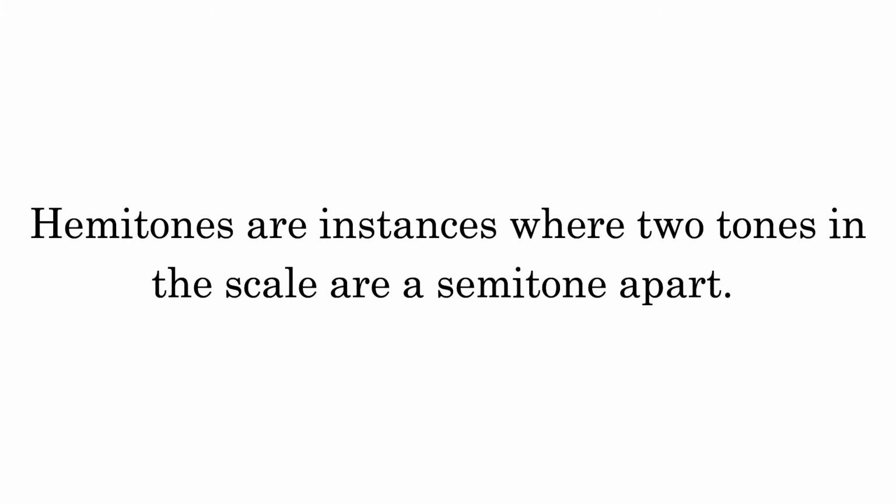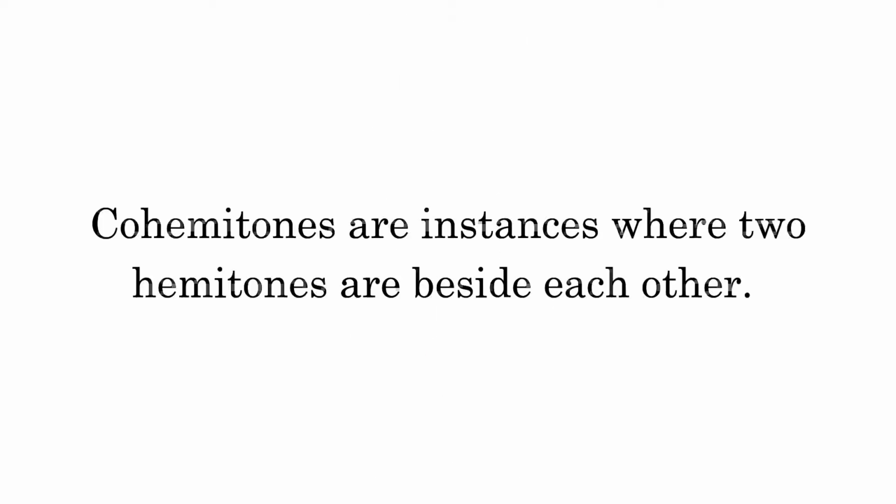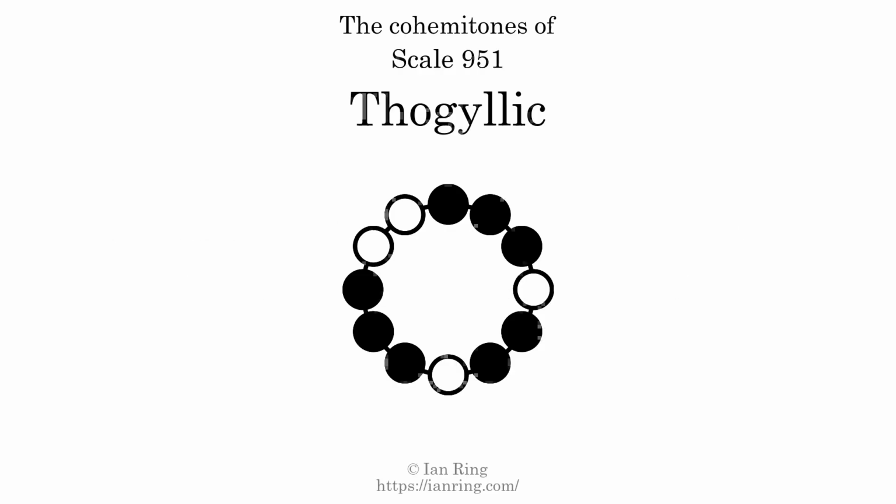Hemitones are instances where 2 tones in the scale are a semitone apart. This scale has 5 hemitones. They are at positions here, here, here, here, and here. Cohemitones are instances where 2 hemitones are beside each other. This scale has 2 cohemitones. They are at positions here and here.